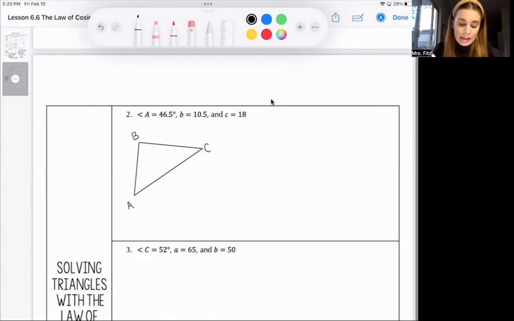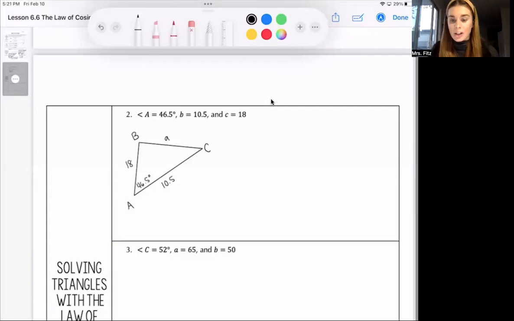So angle A is 46.5 degrees. Side B is 10.5, and then side C is 18. So we want to make sure that we label that appropriately. And from there, we have side angle side. Well, we do need to go ahead and solve for side A.